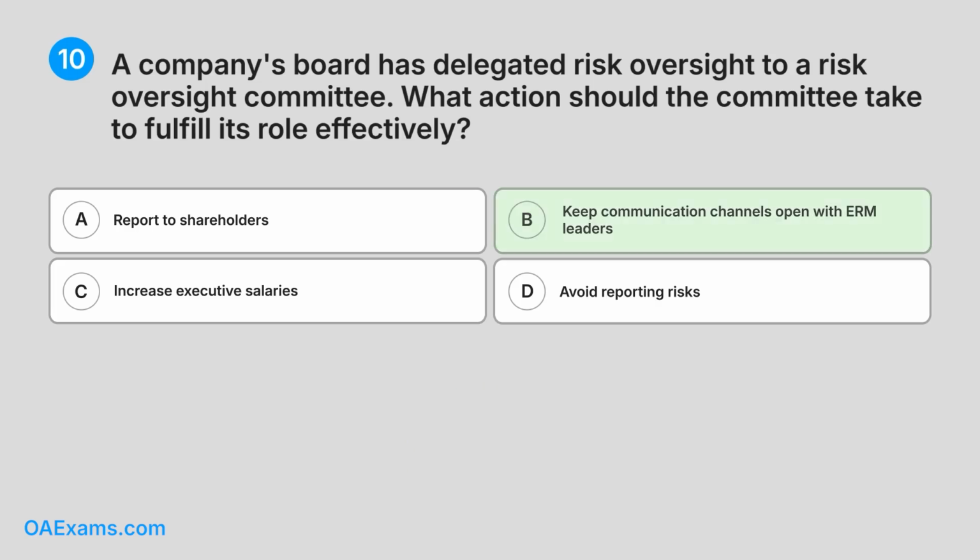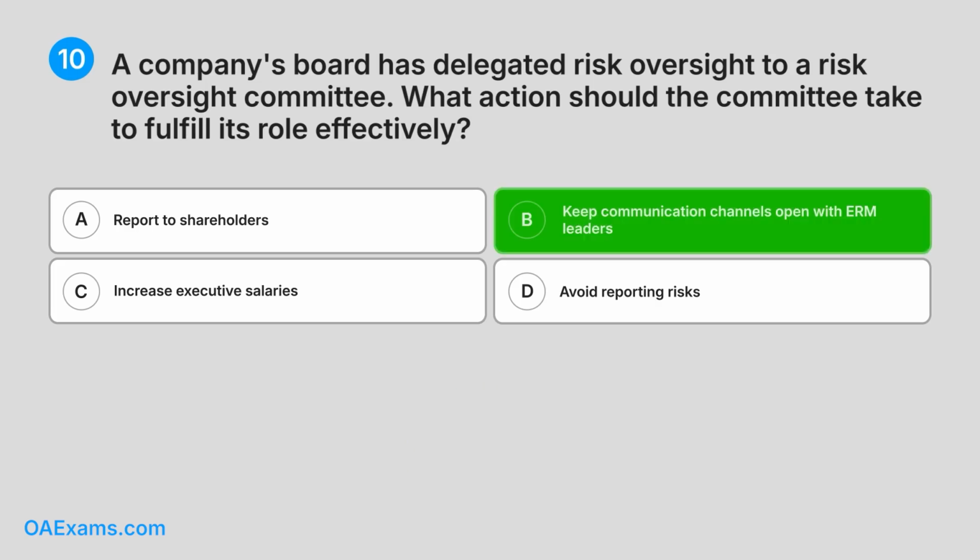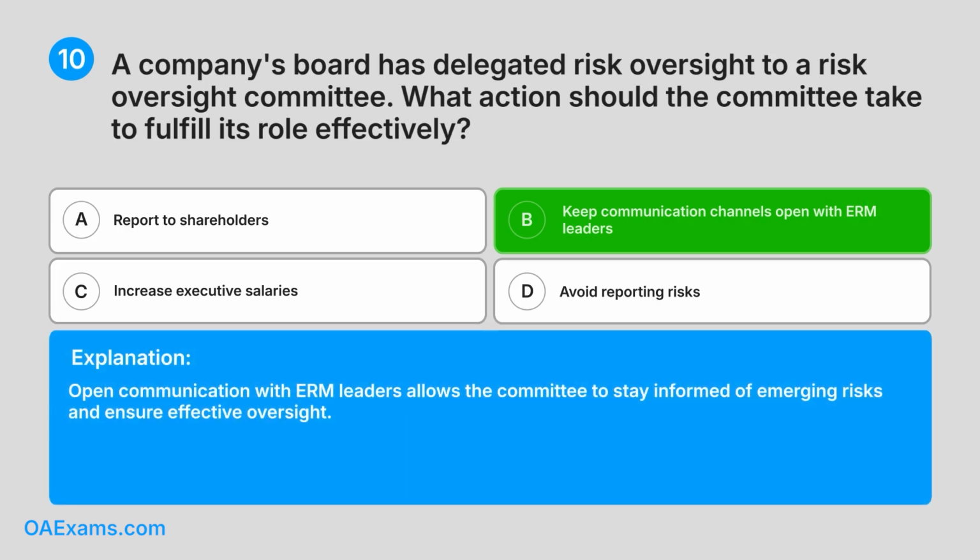Correct answer. B. Keep communication channels open with leaders. Explanation. Open communication with leaders allows the committee to stay informed of emerging risks and ensure effective oversight.